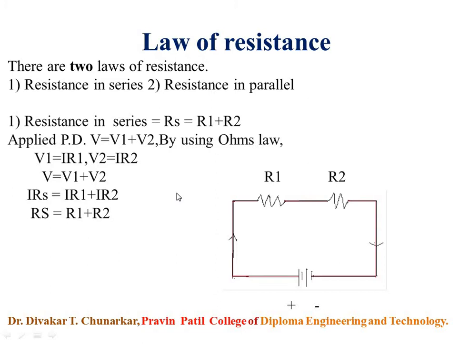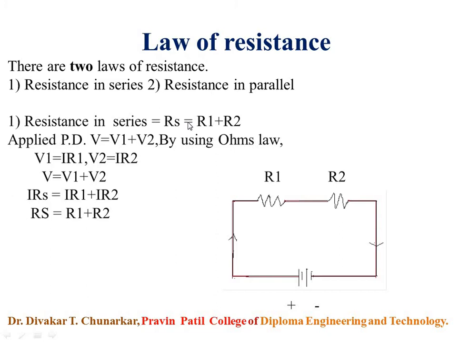For resistances in series, the equation is RS equal to R1 plus R2. If we use three resistances, our equation is RS equal to R1 plus R2 plus R3. If we use four resistances in series, RS equal to R1 plus R2 plus R3 plus R4. So RS is the equivalent resistance of the series combination of resistors.